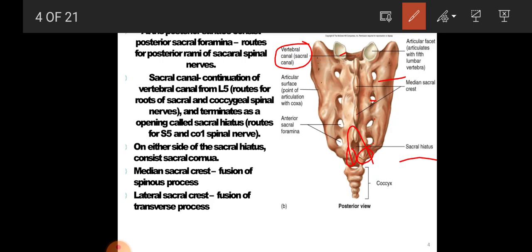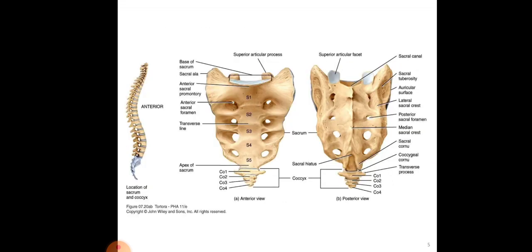Then in the midline the median sacral crest is found, which is formed by the fusion of the spinous processes of all the sacral vertebrae. Now the lateral sacral crest is formed by the fusion of the transverse processes of the sacral vertebrae. So this is the lateral sacral crest. Here we can see the anterior surface as well as the posterior surface of the sacrum and the location of the sacrum in the vertebral column.